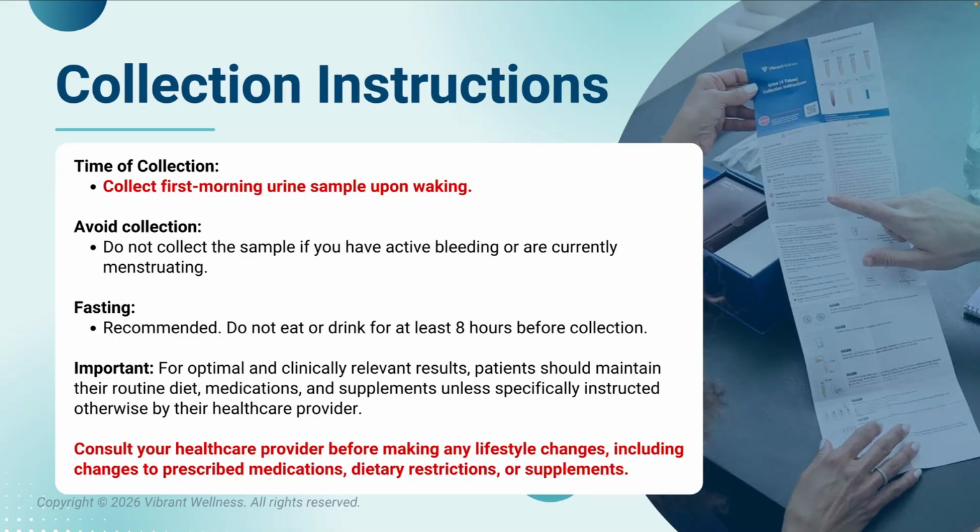As for timing and pre-test conditions, patients should collect their first morning urine upon waking. Patients should avoid collecting the sample if they have active bleeding or are currently menstruating. Fasting is recommended, and the collection instructions say to not eat or drink for at least 8 hours before collection. For optimal and clinically relevant results, patients should maintain their routine diet, medications, and supplements unless specifically instructed otherwise by their healthcare provider. As with all testing, patients should consult with their healthcare provider before making any lifestyle changes, including changes to prescribed medications, dietary restrictions, or supplements.